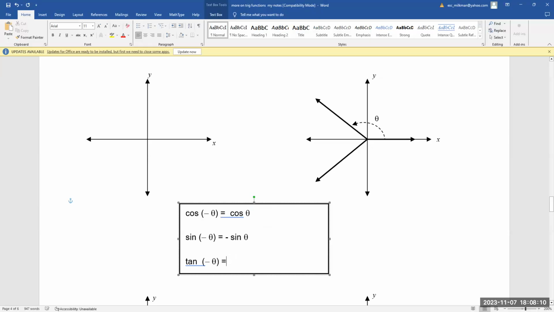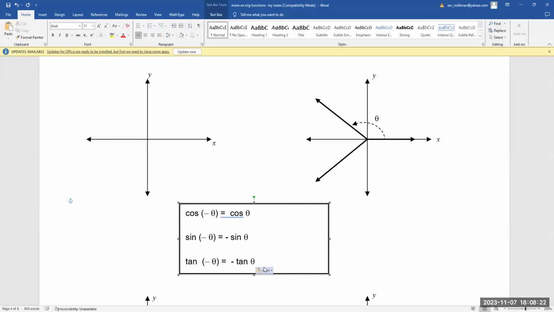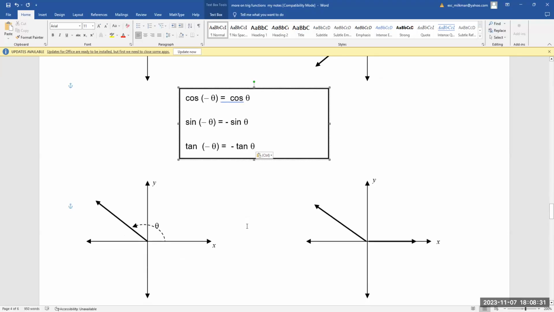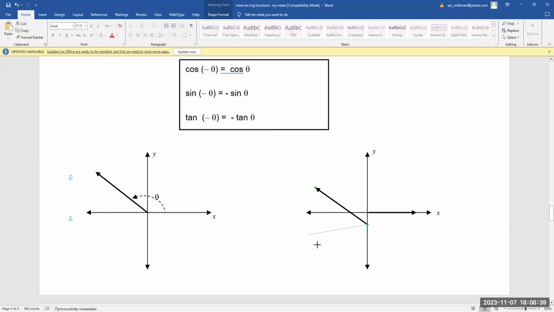And again, the tangent is going to also be the opposite of the tangent going up. So you can think of it as a negative angle, or you can think of it as an angle going down. And those are what we call identities. And we're going to be using these identities in the next couple of days. Okay, so we've got our angle going positive direction and an angle going in a negative direction, which I did on the whiteboard.